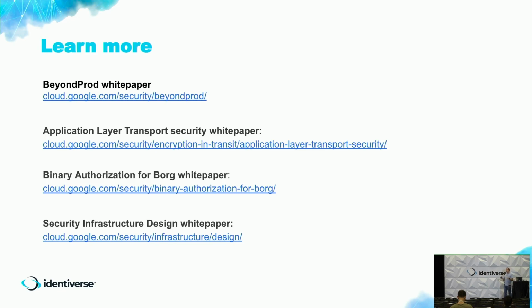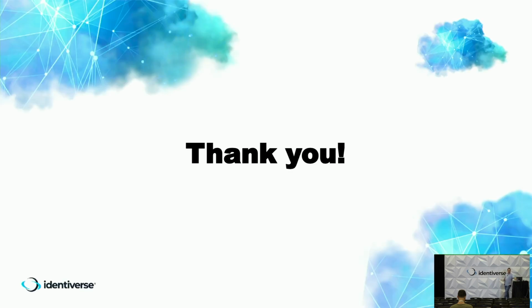I realize that this is kind of mainly a talk about the concepts. If you want to get down into how we do this at Google and what capabilities are available, feel free to look at the BeyondProd white paper, our application layer transport security white paper, and then we get a little bit deeper into the weeds with the binary authorization for Borg white paper, how we deploy trustable code in different environments, and then also the security infrastructure design white paper.